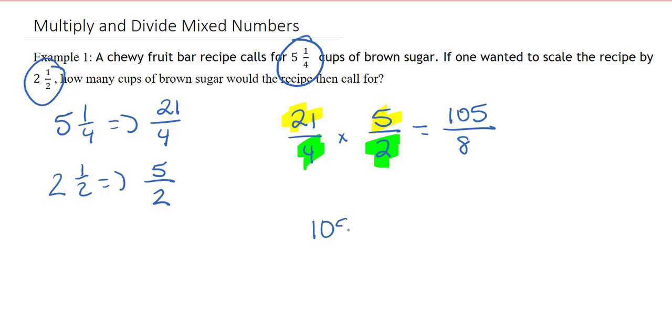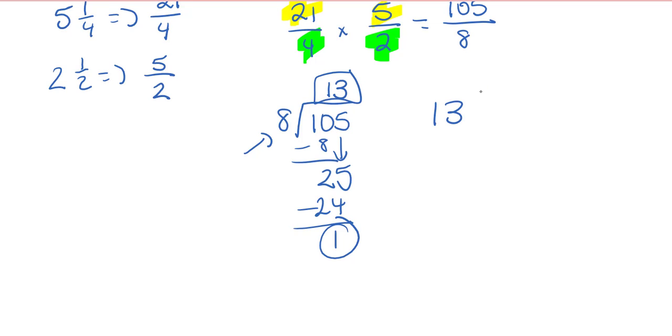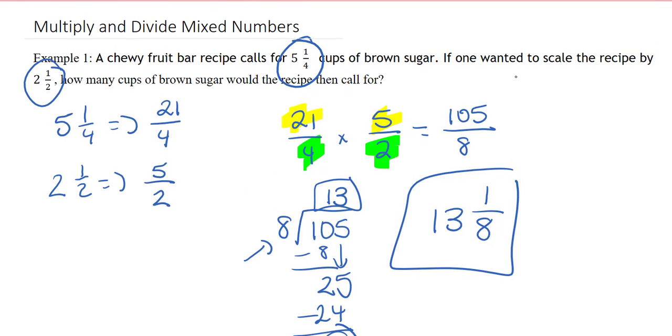So we have 105, and 8 can go into 105 how many times? 8 can go into 10 one time. Subtract, we get 2, because 10 minus 8 is 2. We bring that down, the 5. 8 can go into 25 three times, so that's 24. We subtract, we get 1. So this is our remainder. This is our whole number, and this is our denominator that stays the same. So we have 13 1/8. That's what the recipe would call for.